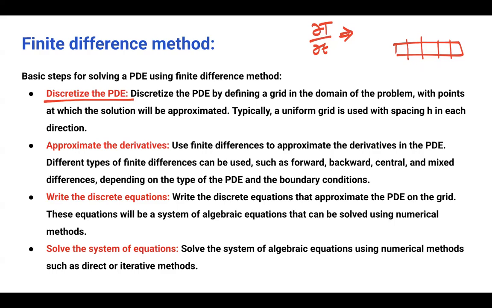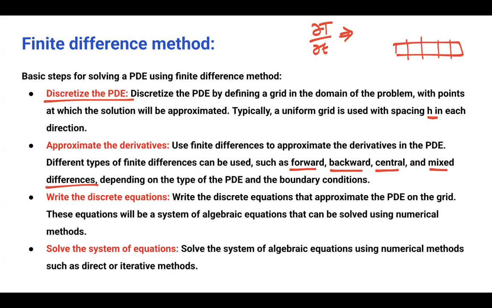That is, discretize a PDE by defining a grid in the domain of the problem with points at which the solution will be approximated. Typically, a uniform grid spacing is used with H in each direction. That is, we'll have a time differencing and also a position differencing. Now we'll approximate the derivatives using the finite difference formulas. You can use forward differencing, backward differencing, or central differencing, or even mixed differences, as we saw earlier. You can mix however it is applicable for your problem.